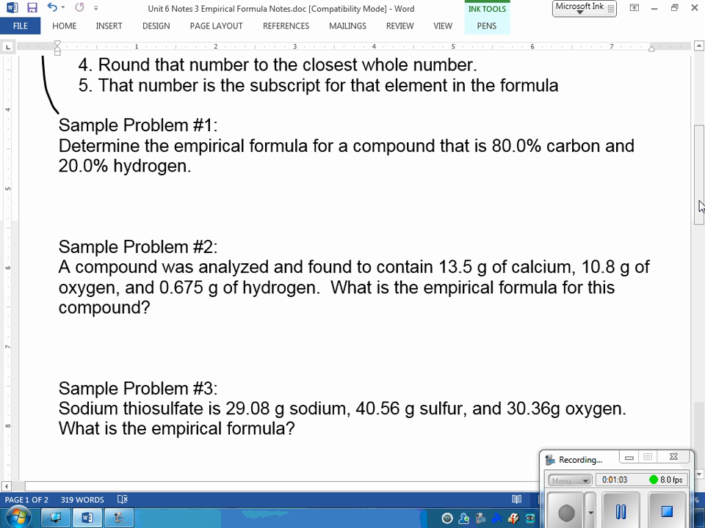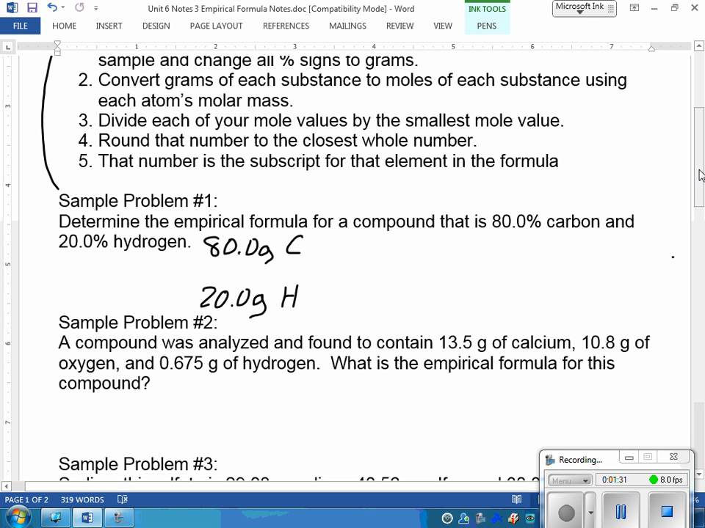So we have our 80% carbon. Instead of 80%, we're going to think of it as grams. And when we get our 20%, instead of thinking of it as percent, we're going to think of it as grams. Right? We have hydrogen and we have carbon. So we're going to take our carbon and our hydrogen, and we're going to do what it tells us to do in step 2.